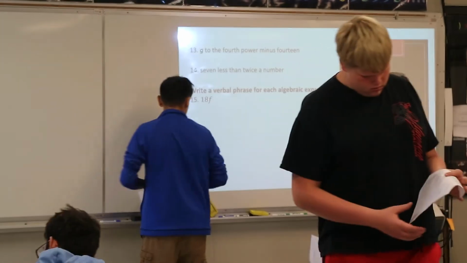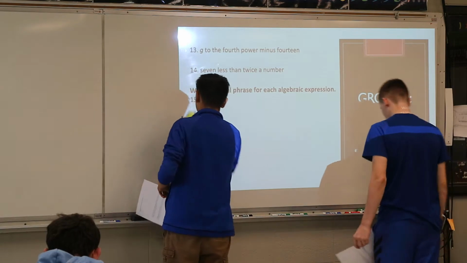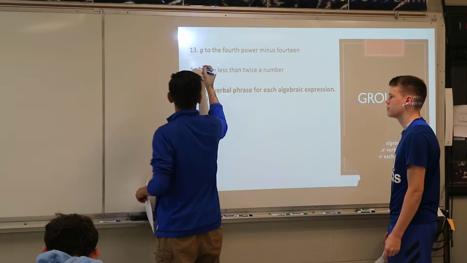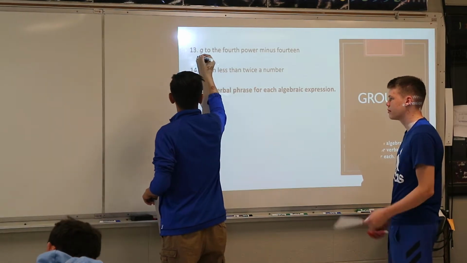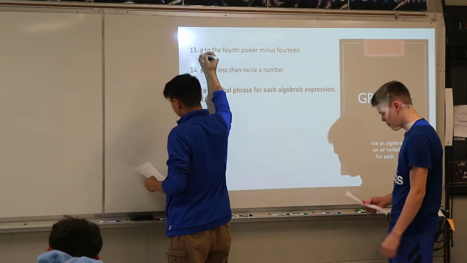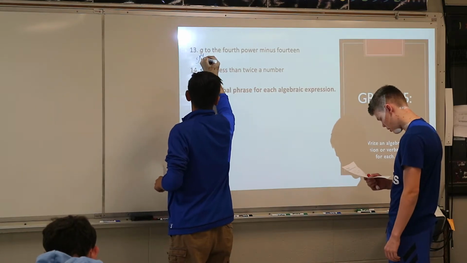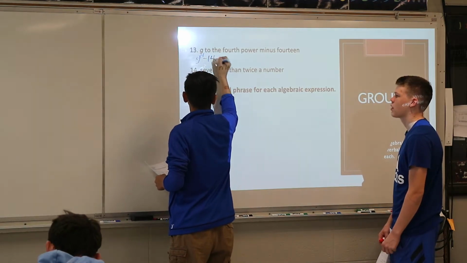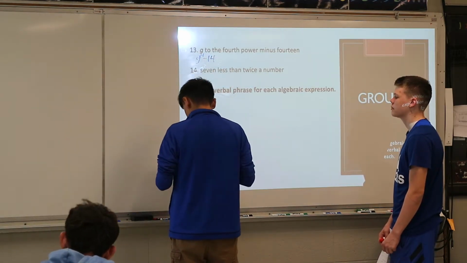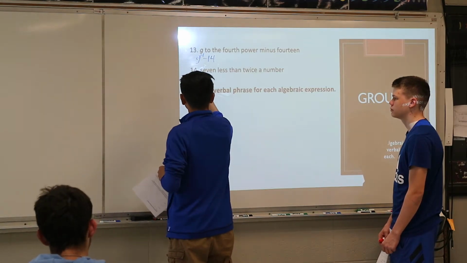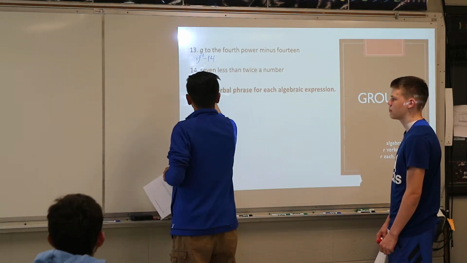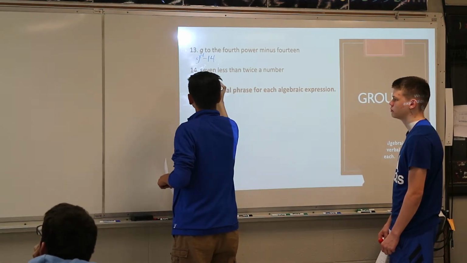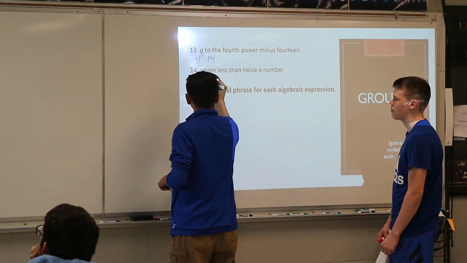All right. Second to last group here, group number 5. They're doing the same situation, number 13, 14, they're writing down the formula. But 15, they have to write it in words, and they have to use keywords. So they had one kind of tricky one. All right, very nicely done. G to the 4th power. And then they're going to minus 14, very nicely done. They're doing twice a number, and then they're subtracting 7.